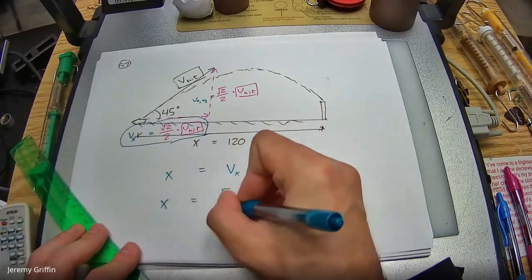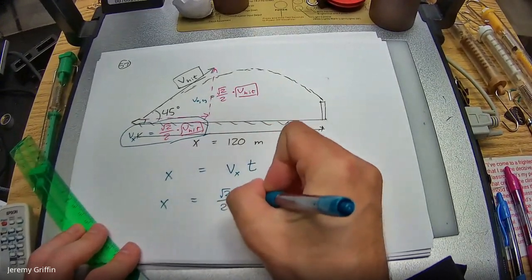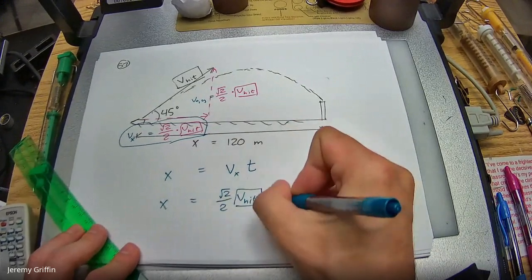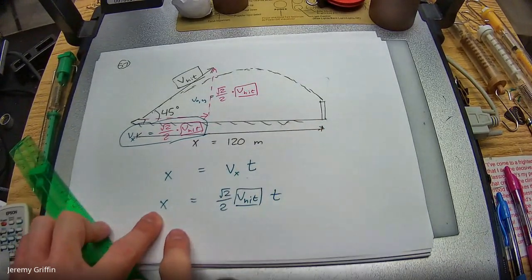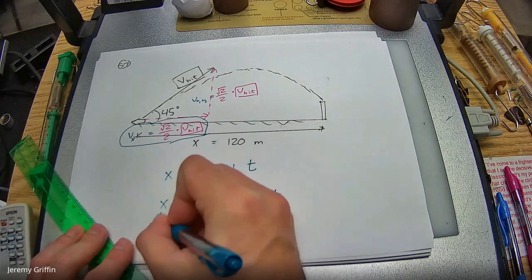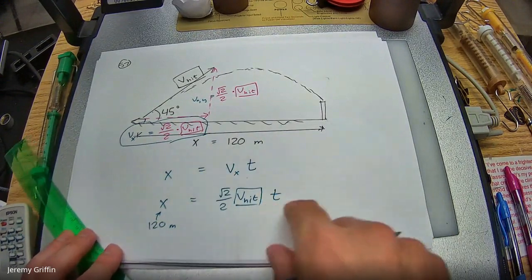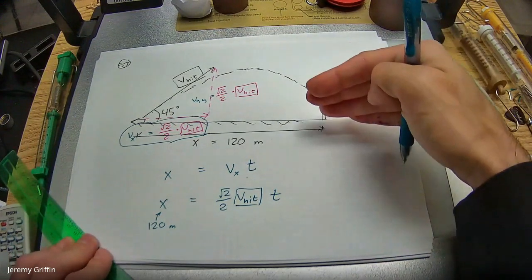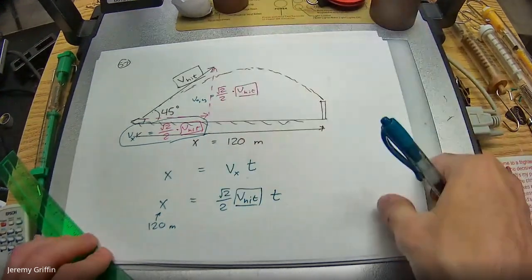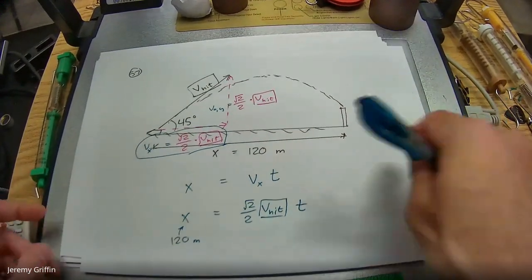So root 2 on 2 times V hit, which we're solving for, times time. And we know x is 120 meters. So if only you knew the time of flight, you could very quickly get the answer. But the time of flight is going to come out of the vertical information. So let me play off that.